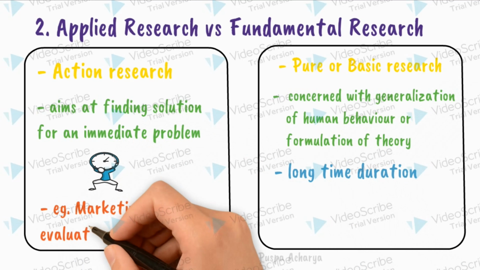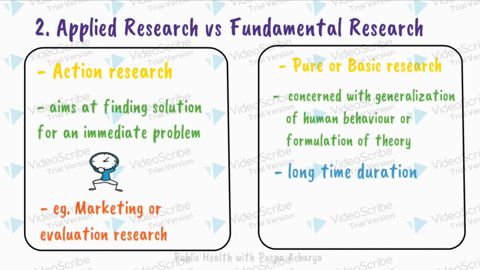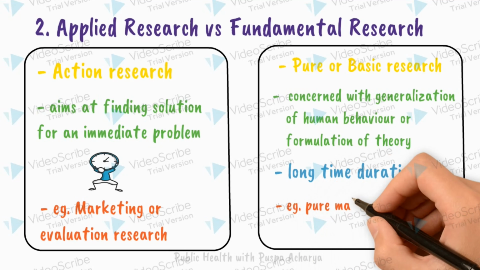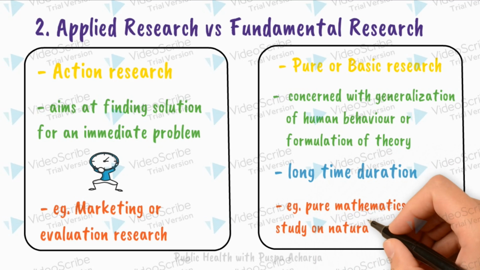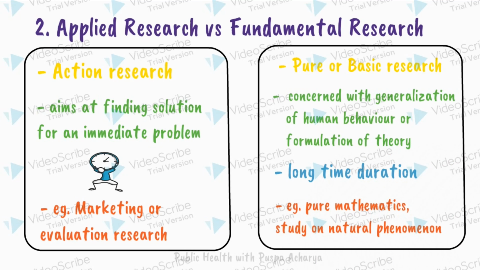Evaluation research and marketing research are examples of applied research which may affect a particular organization or institution, whereas fundamental research tends to find information that has a broad base of application, like research concerning natural phenomena or relating to pure mathematics or how a pathogen interacts with the human host. These are the examples of pure research.